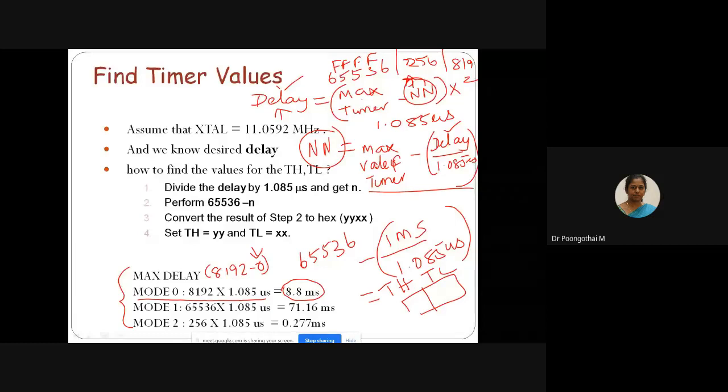When the timer gets started, the initial value of the timer is 0 and it will start counting the clock pulses, and after reaching the maximum count, your overflow flag is set to 1. Okay, so the initial value of the timer is subtracted from the maximum value and that value is multiplied by 1.085 microsecond. So the maximum delay generated by mode 0 is 8.8 millisecond. Please note down this value. The significance of this value is that your timer overflow flag would be set in 8.8 millisecond if your initial value is 0.